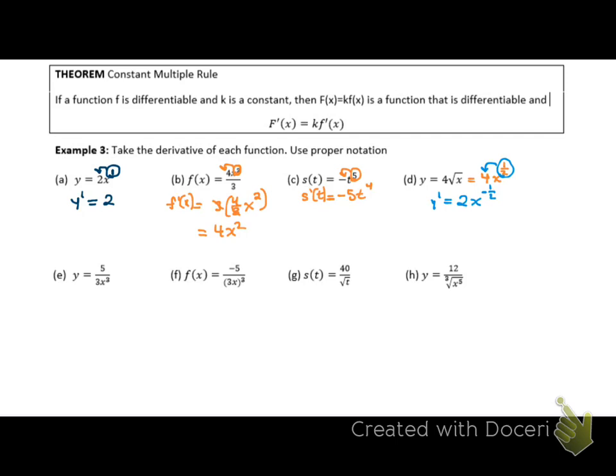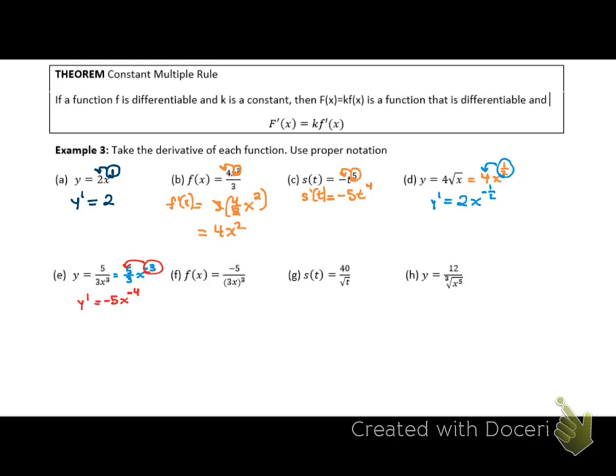In part E, we need to take our exponent and again move it to the top, just like before. So we actually have 5/3 times x to the negative 3rd power. We are taking the exponent and moving it to the front. Now 5/3 times negative 3 cancels out those 3's. So all we end up with is negative 5x, and then negative 3 minus 1 is negative 4.